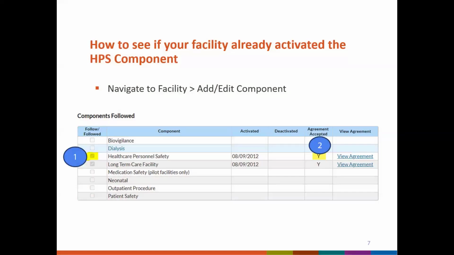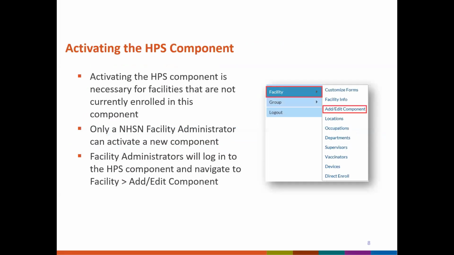To check on this, navigate to Facility and Add Edit Component to see if the box next to the healthcare personnel safety component is checked, as shown next to number 1 on the screenshot. If it is, then the component has already been activated. If the facility administrator has also accepted the agreement to participate and consent, as shown in number 2 here, you are ready to report your data. And make sure not to deactivate the healthcare or the long-term care component.